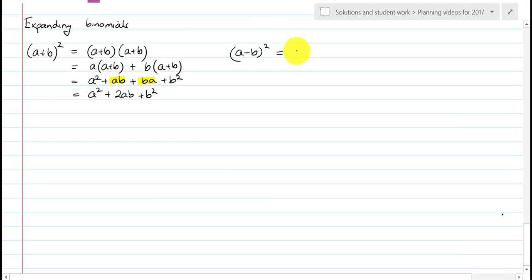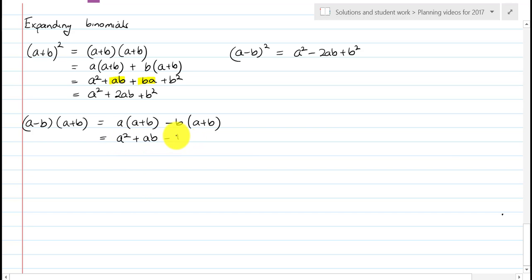(a - b) squared, for the same reason, is equal to a squared minus 2ab plus b squared. Go ahead and expand that yourself just to check that. And the last one is called the difference of two squares. (a - b) times (a + b) is equal to, and I distribute again, a times (a + b) minus b times (a + b), which is equal to a squared plus ab minus ba minus b squared, and we have that and that cancel out, leaving us with a squared minus b squared.